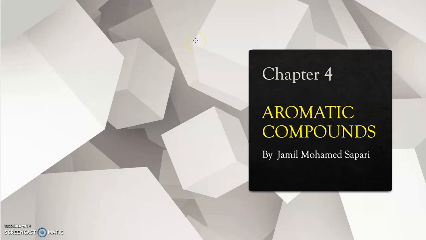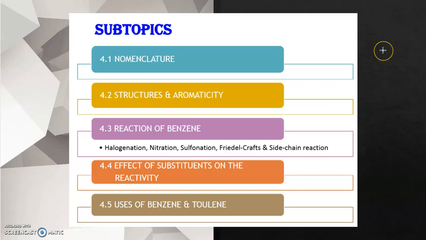So today we'll continue with chapter 4, known as the aromatic compounds. Here are the subtopics involved in this chapter 4. You need to learn about the nomenclature, which, as mentioned before, is usual. You need to learn the nomenclature from chapter 2 until chapter 9.